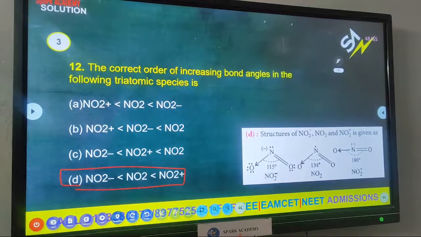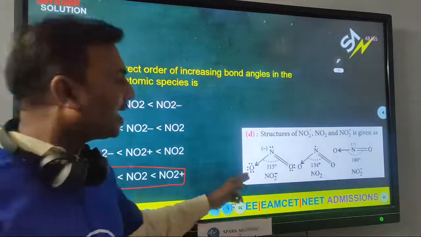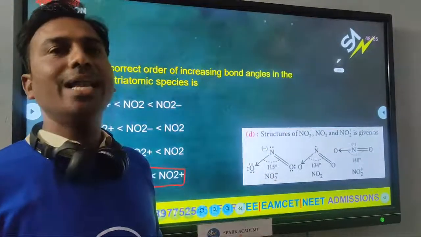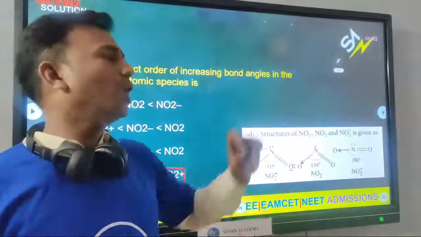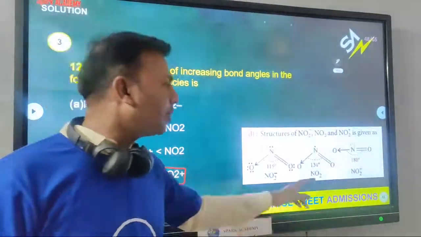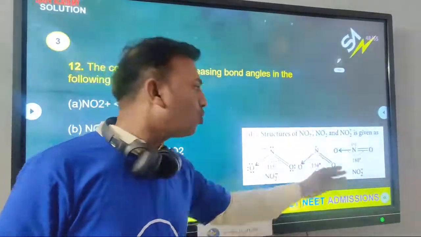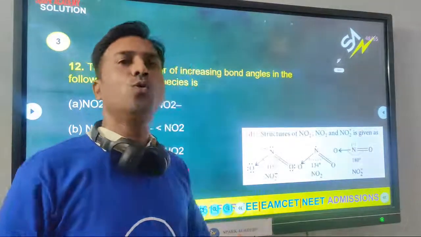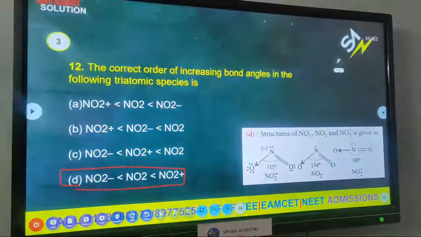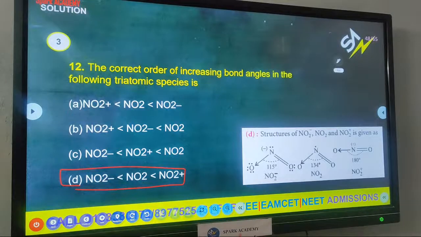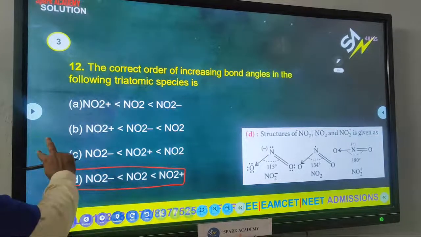See, NO2 minus has 115 degrees. Why? It has the smaller bond angle due to one lone pair. What about NO2? Only one electron. What about NO2 plus? No lone pairs. So the answer is D. Clear? Okay, next question now.